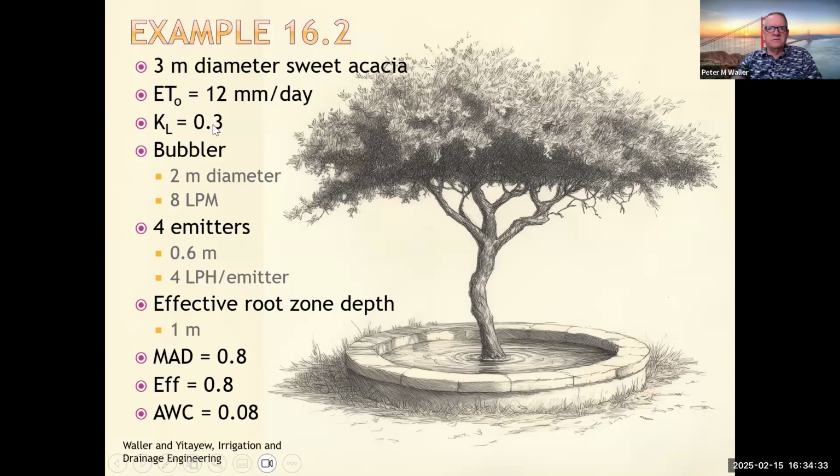The landscape coefficient for the acacia tree is 0.3. Reference ET is 12 millimeters per day. And I don't think I said it before, but you always design for the maximum reference ET in the middle of the summer. The assumption is the owner can irrigate less during the other parts of the year. And for this acacia tree, the MAD is 0.8. The efficiency of the irrigation system is 80%. AWC is 0.08.